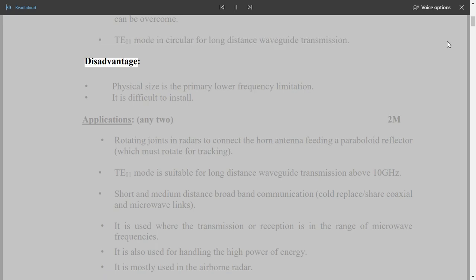Disadvantages: Physical size is the primary lower frequency limitation. It is difficult to install.